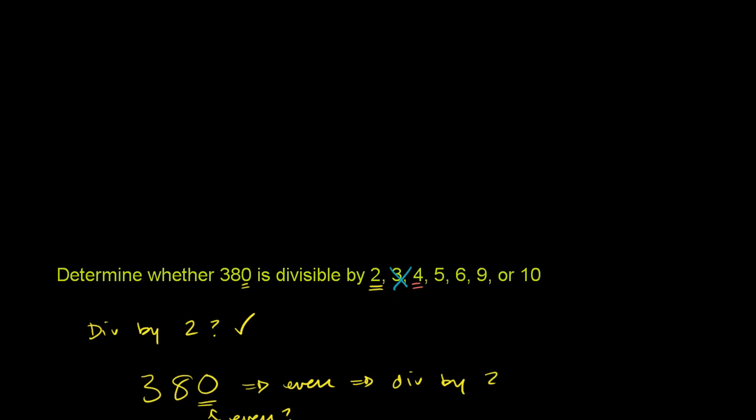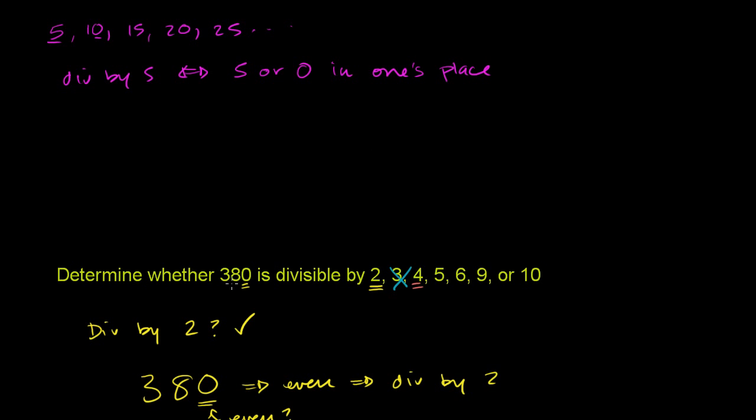Let's try 5. So what's the pattern when something is divisible by 5? Let's do the multiples of 5. 5, 10, 15, 20, 25. I could keep going. So divisible by 5, that means it ends with either a 5 or a 0, right? Every multiple of 5 either has a 5 or a 0 in the ones place. Now, 380 has a 0 in the ones place. So it is divisible by 5.